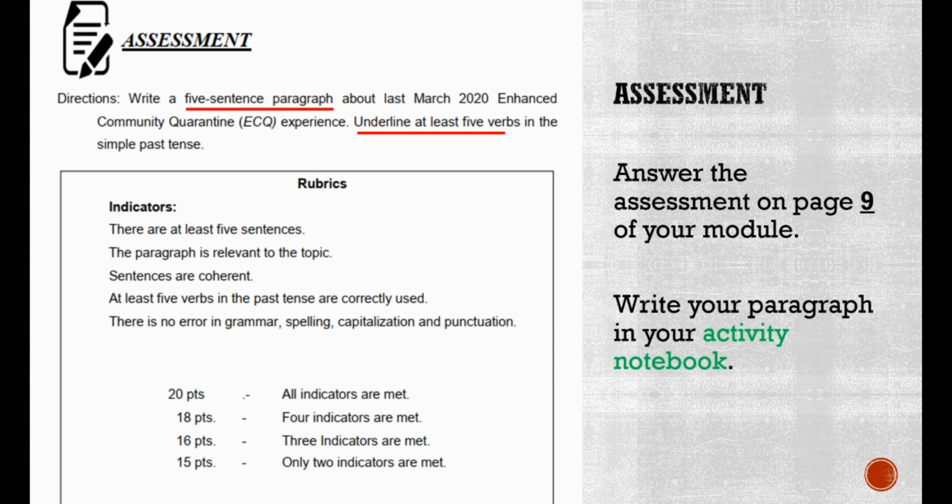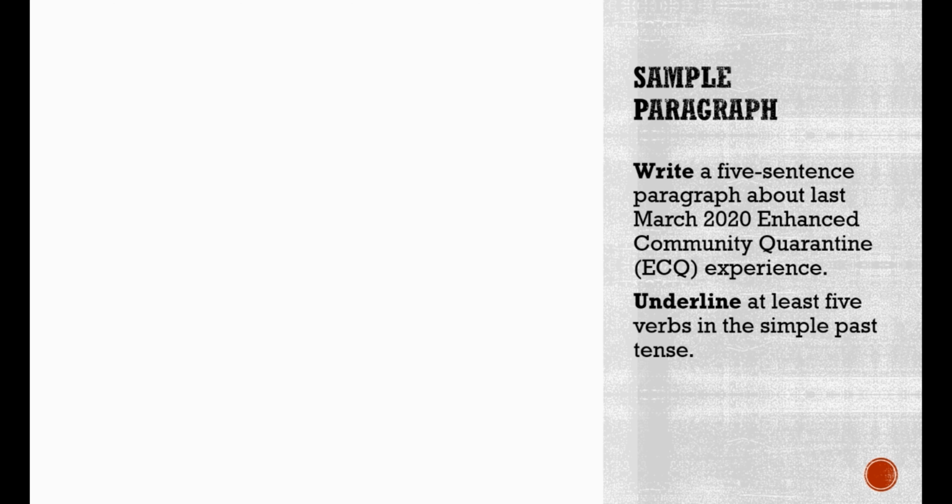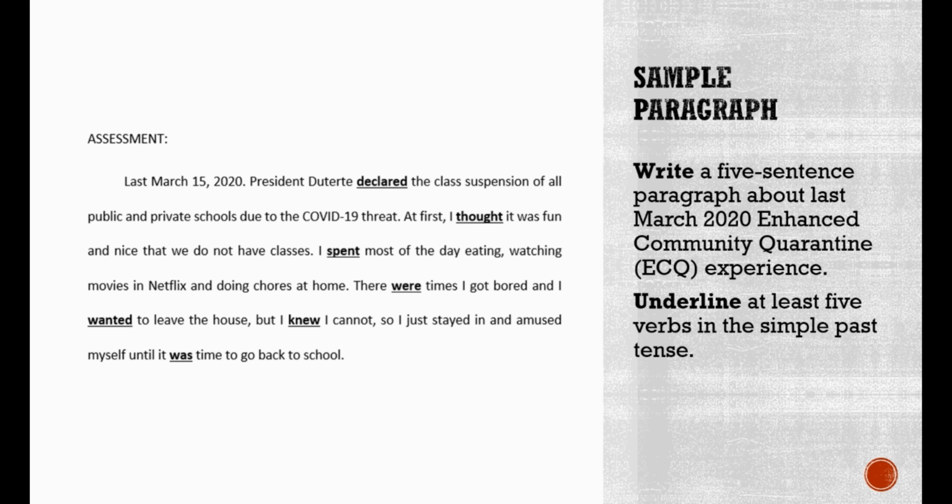If all indicators are met, you will get 20 points. If 4 indicators are met, you get 18 points. 3 indicators means 16 points, and if only 2 indicators are met, you get 15 points. Here's a sample paragraph of what your assessment would look like. Good luck!